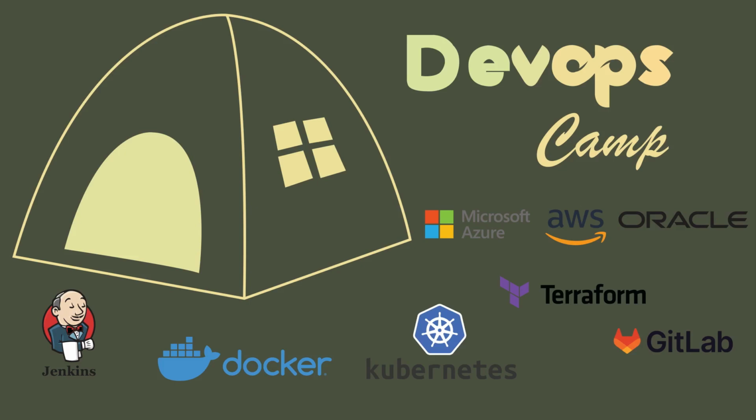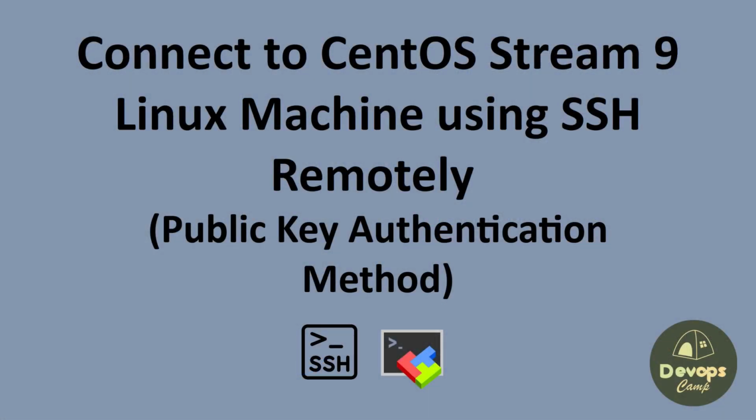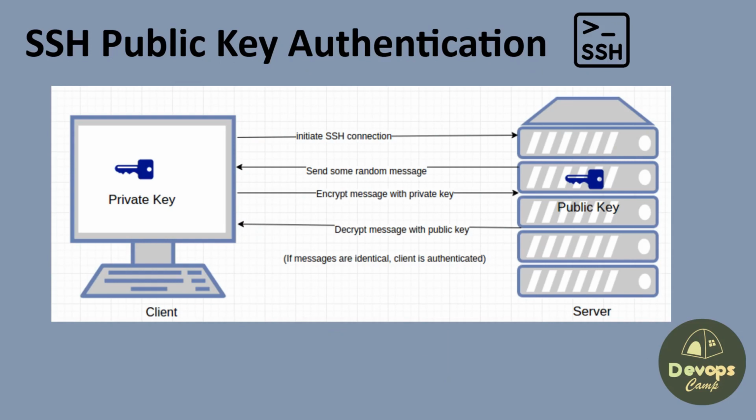In today's video, we're going to learn how to connect to a Linux machine remotely, using SSH and public key authentication. SSH, or Secure Shell, is a powerful tool that allows us to securely access and manage remote machines. Public key authentication adds an extra layer of security to the process. So, without further ado, let's dive right in.